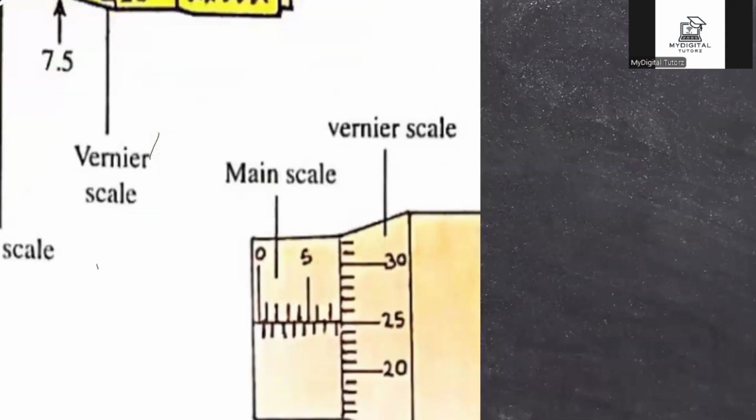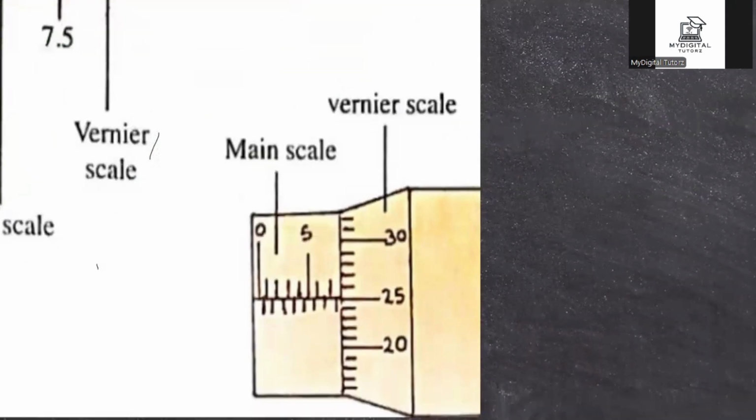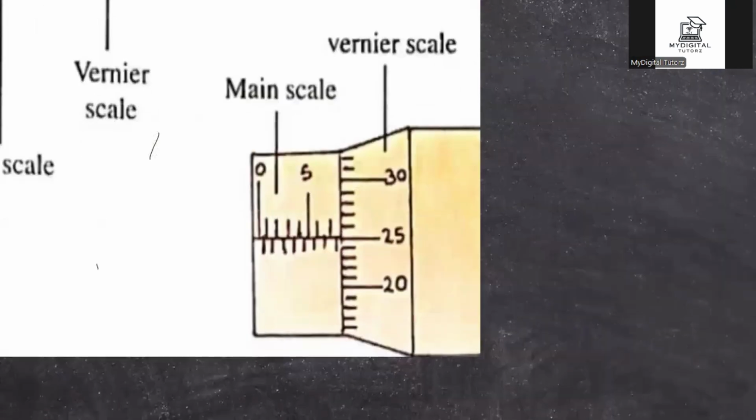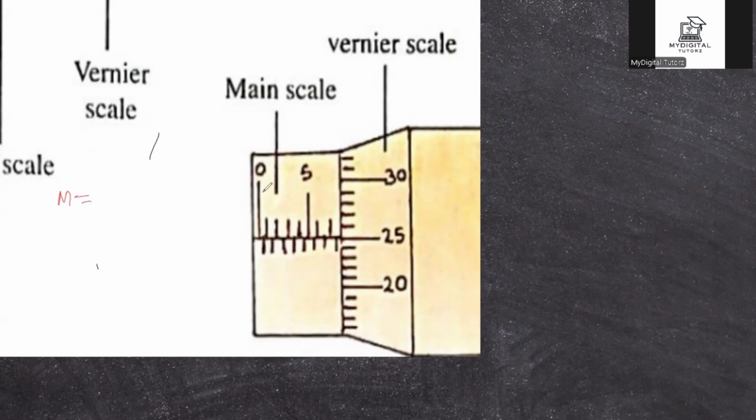So I believe you can see it better now. So we have something like this. Now, to take your reading here, just what we did in a vernier caliper, you have your main scale. Main scale is all this. Take note, these are your main scale.